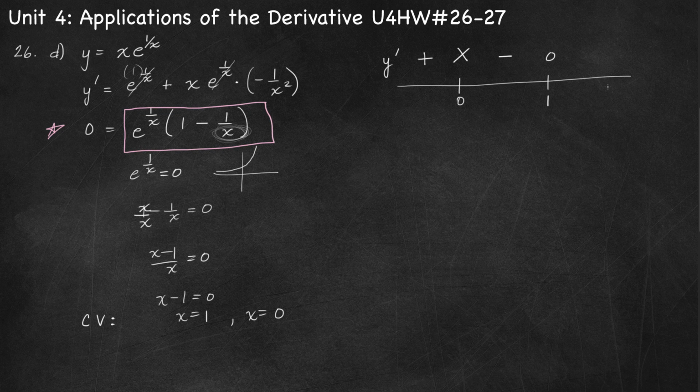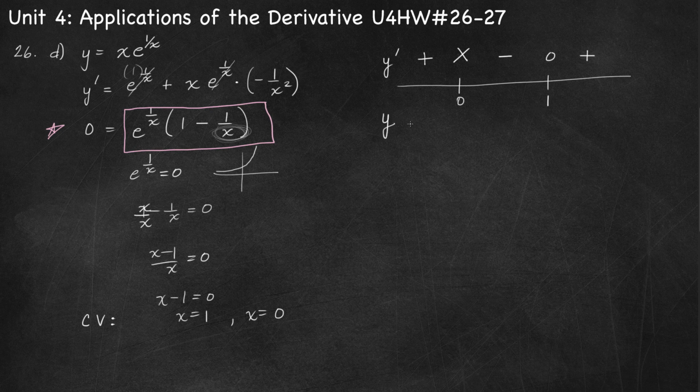And then I'm going to pick another test point to the right of 1. Let's go with positive 100. E to the 1 over 100 is positive. 1 minus 1 over 100 is positive. 1 minus 1/100th is positive. So we have sign changes around 0 and 1.